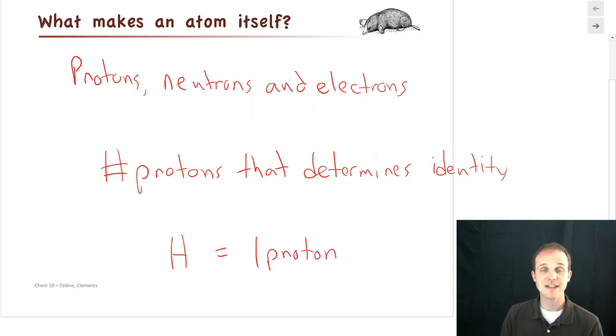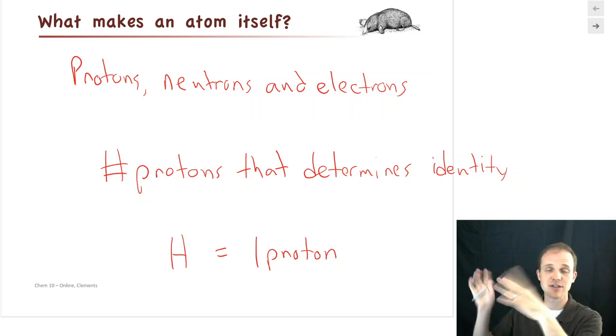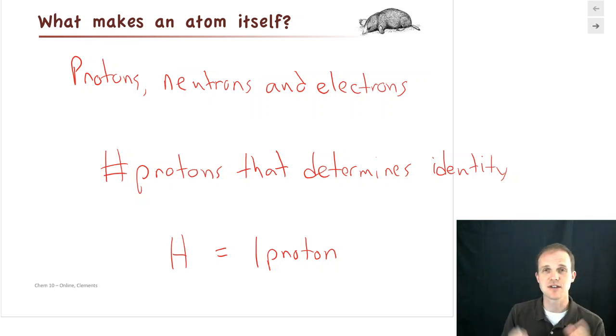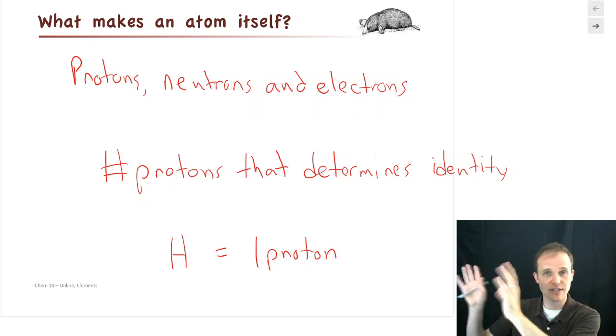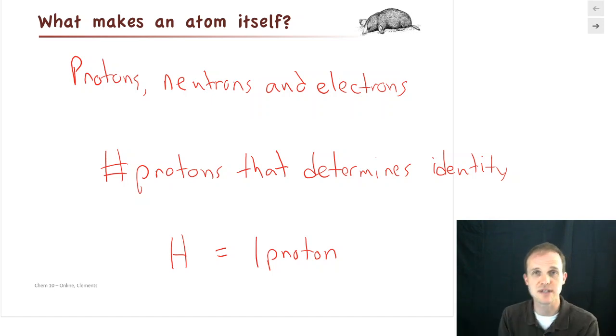Okay? And it turns out any element with only one proton is going to be hydrogen. Doesn't matter what else you put on there, neutrons and electrons, you're still going to have hydrogen. Now those neutrons and electrons are going to do things. They're going to be important coming up, but they're not what defines the atom.